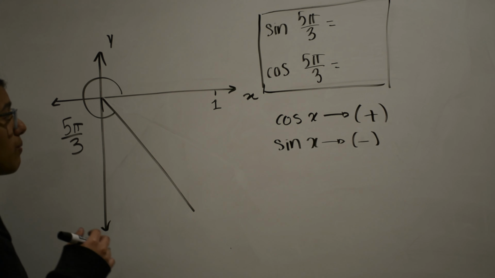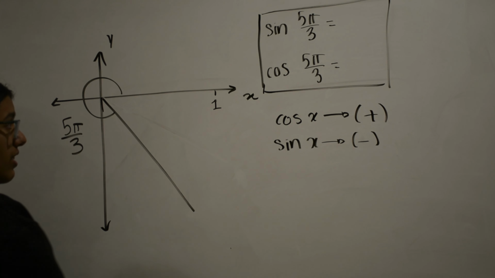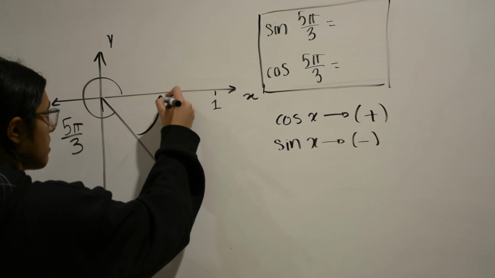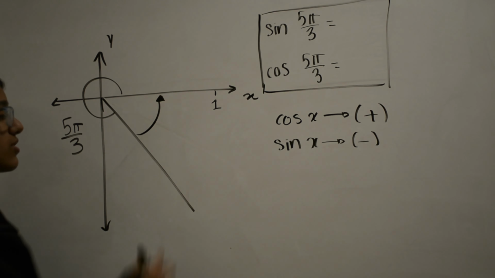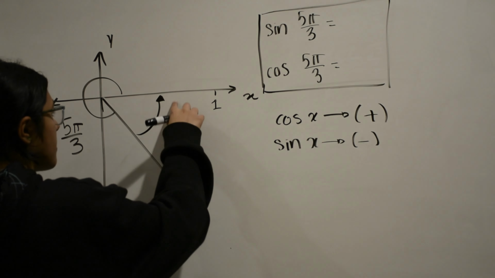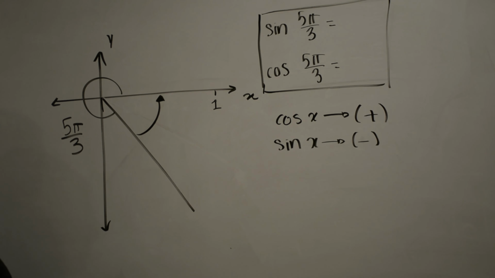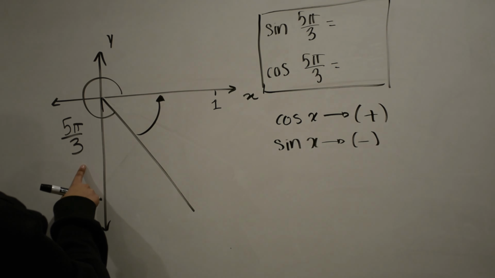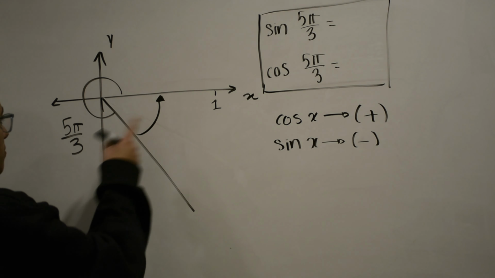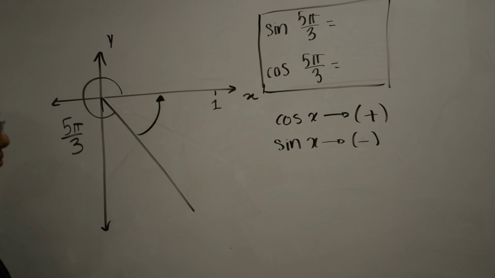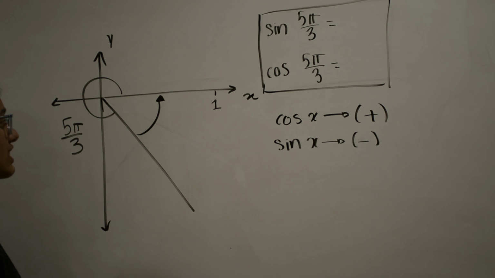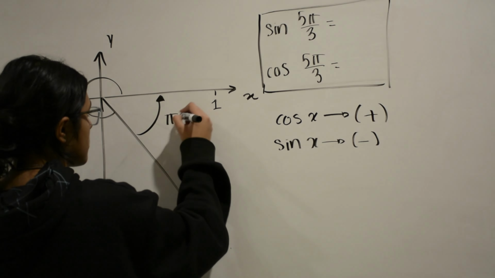Now, the reference angle for an angle in the fourth quadrant is going to be this. So now all we need to do is find this. How are we going to do that? Well, we know that this is 2 pi and this is 5 pi over 3. So 2 pi minus 5 pi over 3 is essentially just pi over 3. Just going to say pi over 3.